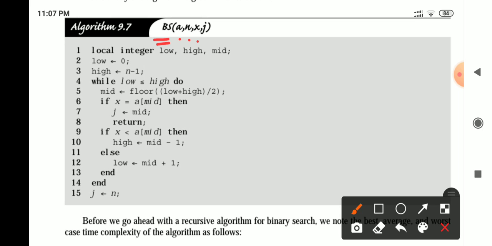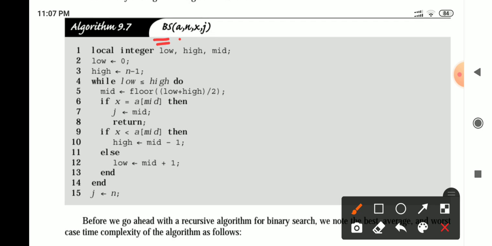And after that we have j. Here j is used for finding that particular element. Whenever we find the mid, we place that mid into x, and whenever we get the actual value, that actual value will be stored into j. Now let's start with that algorithm.